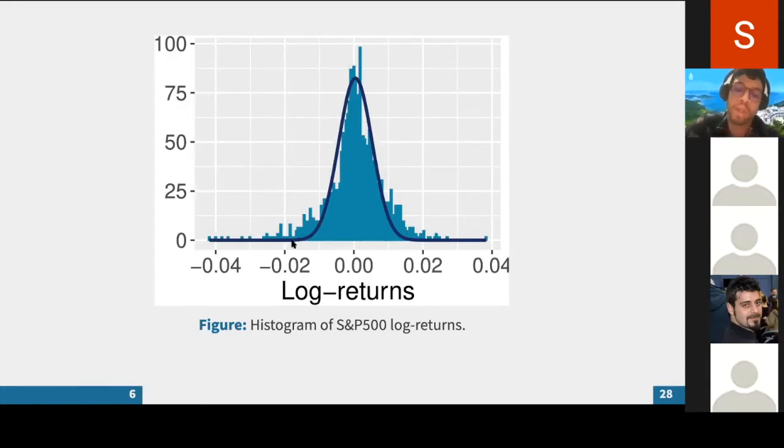Basically, if we build a model assuming that the data follows Gaussian statistics, the Gaussian is basically telling us, hey, around those values here, minus 0.01, forget about it. Everything has probability zero to happen, right? However, in practice, it's much different. In practice, we can see that there is clearly a non-zero probability of these outliers or these tail events happening.